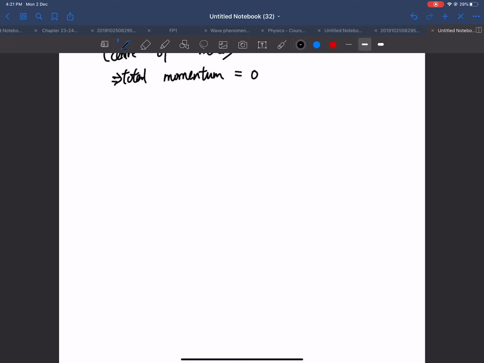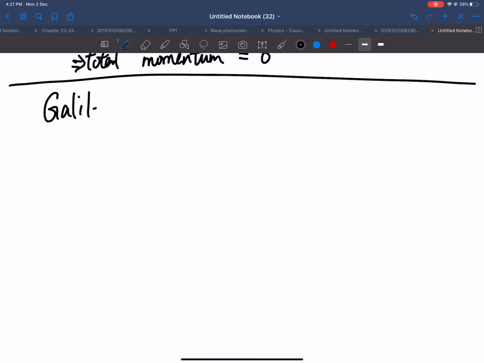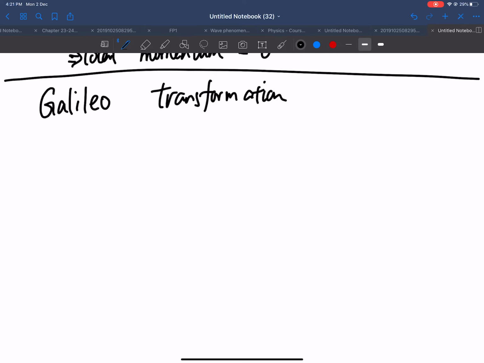Okay, then let's talk about the Galilean transformation. Reference frame, relative motion. That means the transformation introduced by Galileo.